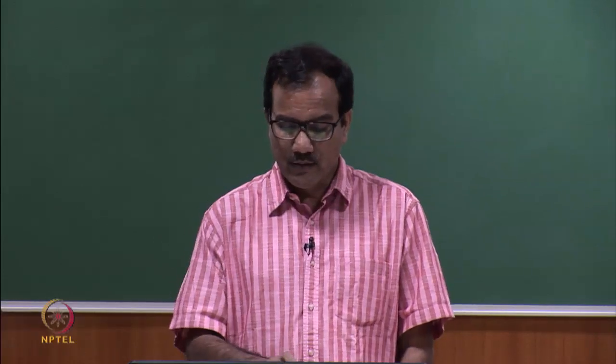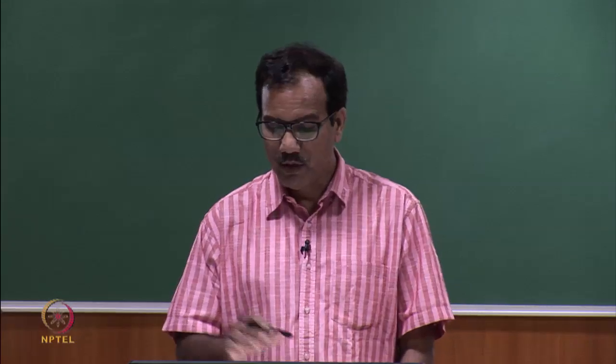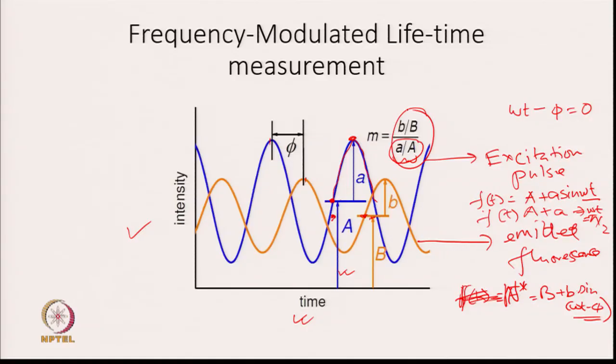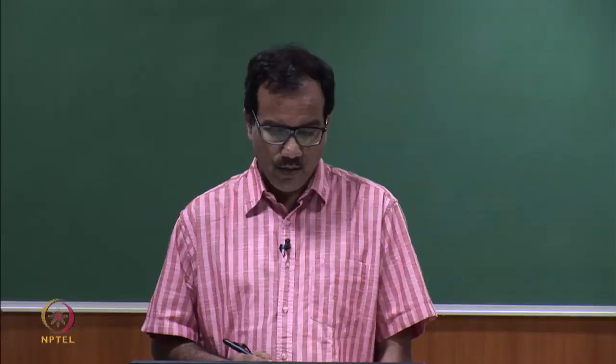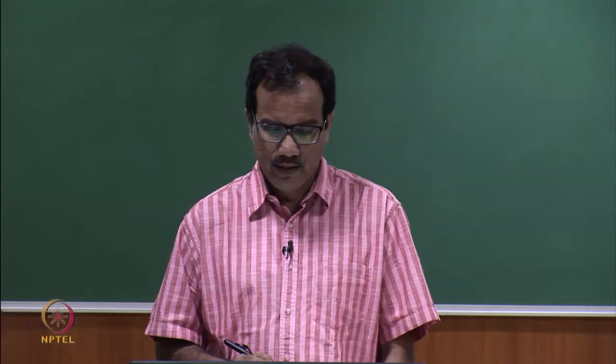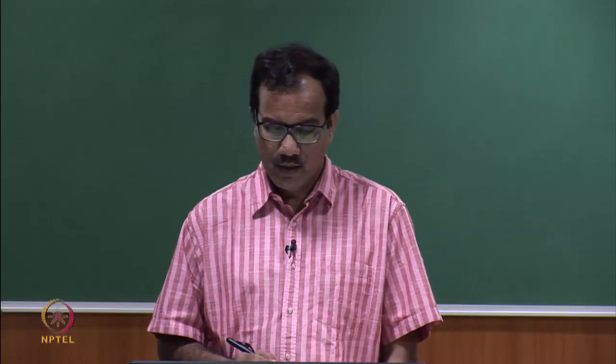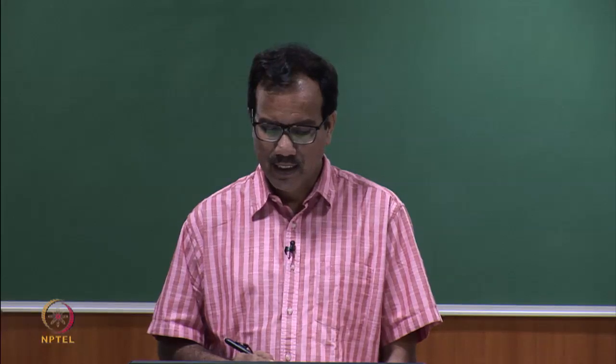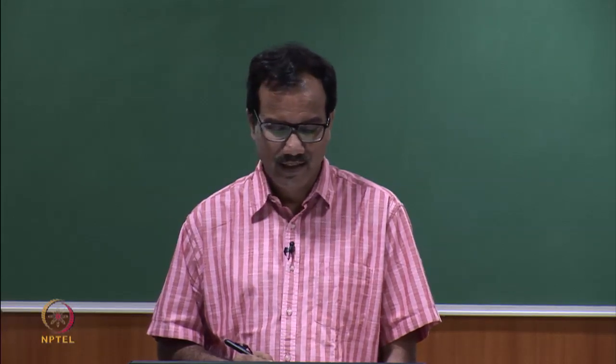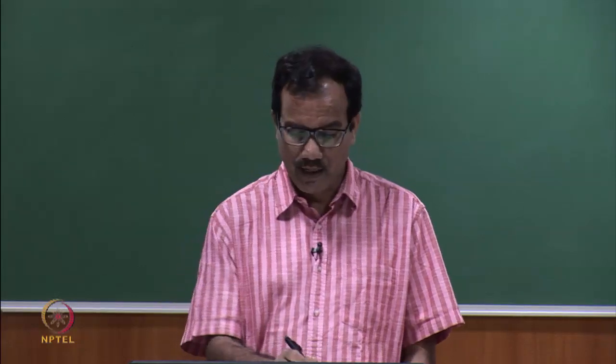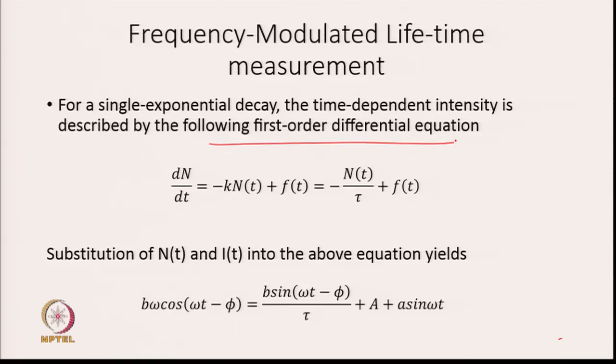What we need to do is measure this phi, or this b factor, because phi and this m value are related to the lifetime. And the way we can do it is given in this slide. So, if we consider single exponential decay, the time dependent intensity will be described by this first order differential equation, which is dN by dt is equal to minus k into Nt plus Ft.